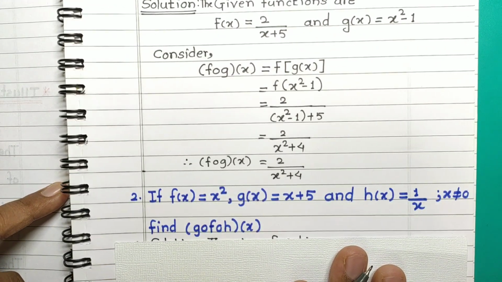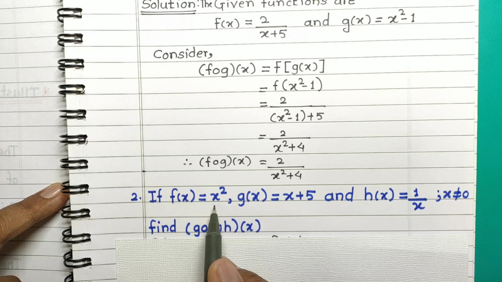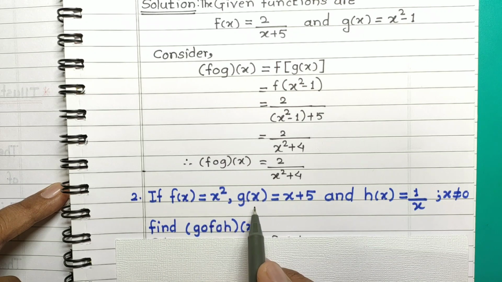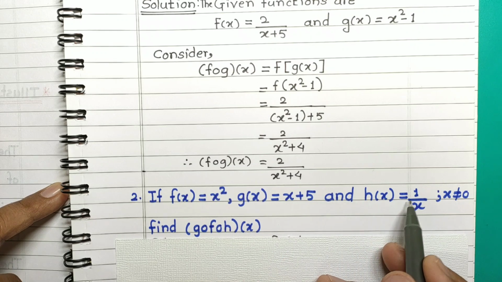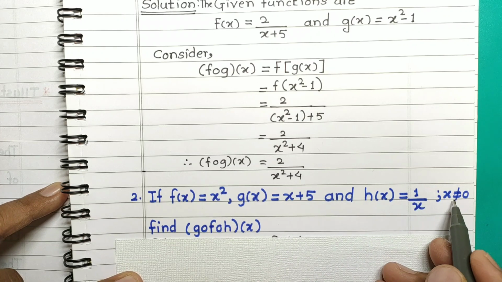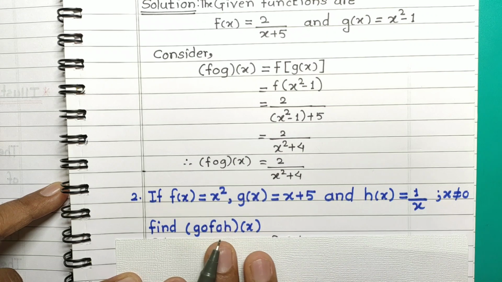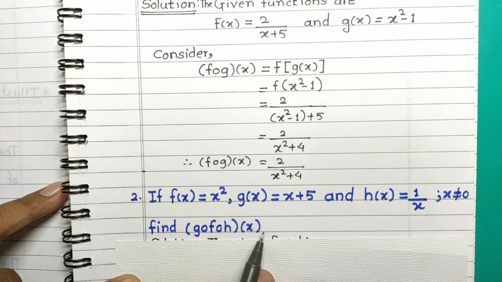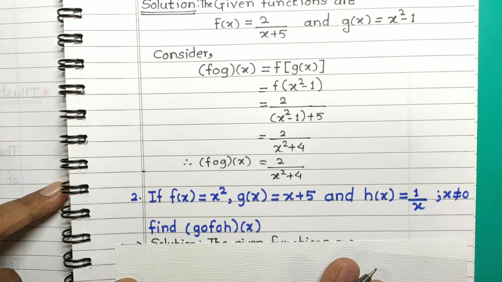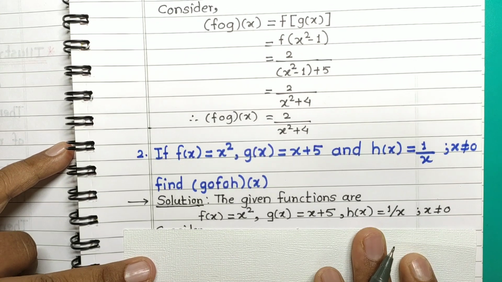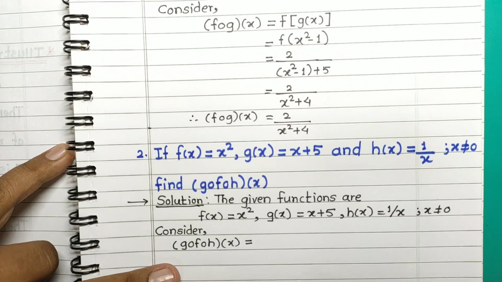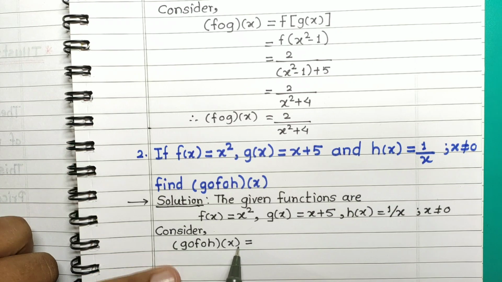See what we are given. If f of x is equal to x square, g of x is equal to x plus 5, and h of x is equal to 1 upon x, where x is non-zero, find g of f of h of x. Okay, so here you write down the given functions in the solution. The given functions are f of x, g of x, and h of x. Then consider g of f of h of x.